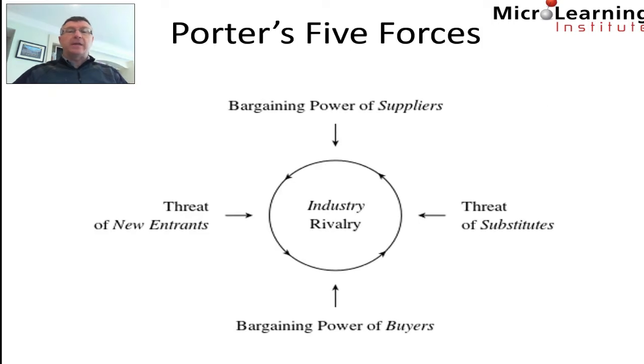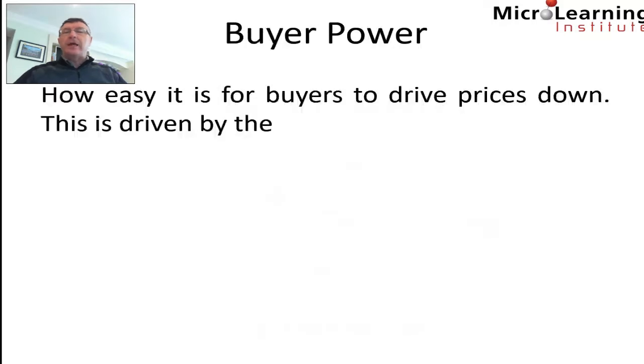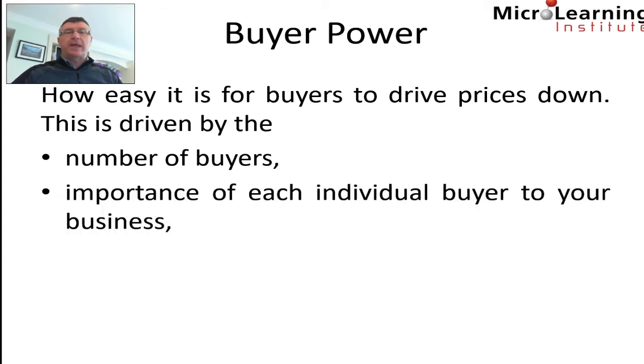Next, let's look at another force in Porter's 5 forces, which is the bargaining power of buyers. And this buyer power considers how easy it is for buyers to drive prices down in a particular competitive environment. This power is driven by the number of buyers. If there are many buyers, then individually each of these buyers has lower bargaining power than if there were fewer buyers in a particular sector.